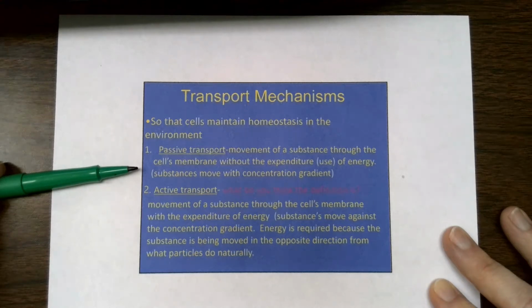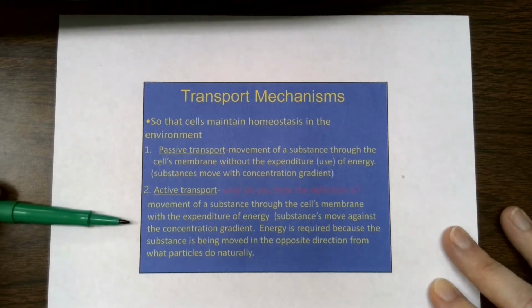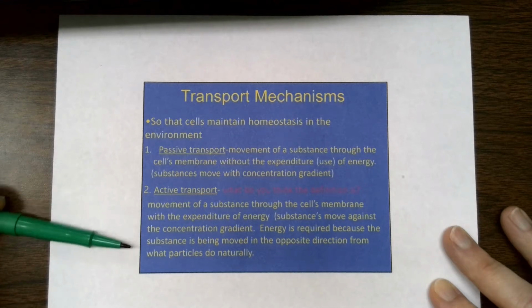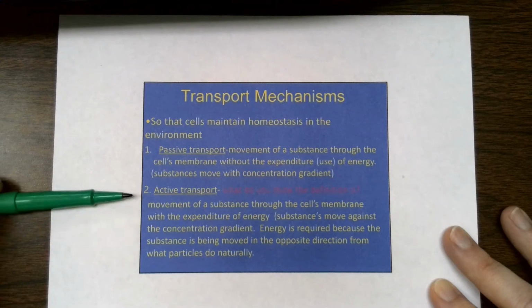On the flip side, active transport is movement of a substance through the cell's membrane with the expenditure of energy. So the movement of the substance is going to require the cell to actually use some energy in the form of ATP. The substance is going to move against the concentration gradient. Because this is requiring energy, and is moving the substance against the concentration gradient, the cell is going to use energy.